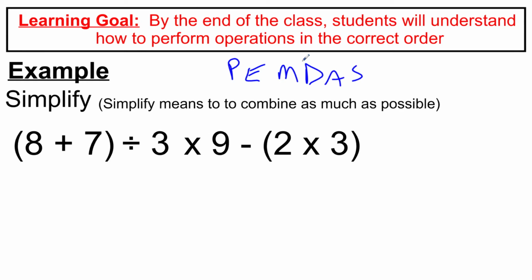It says first start with any parentheses. So go inside the parentheses and do whatever it says. Treat this as its own problem. This just says 8 plus 7, so I'm going to bring that down and say 15.